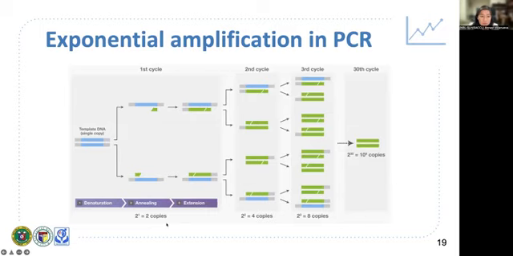So during your first cycle, you only have 2 copies. At the end of your second cycle, you have 4. At the end of your third cycle, you have 8. And at the end of your 30th cycle, you have 10 to the 9th copies. So you can imagine even if you have very low starting material at the beginning, you can multiply the number of copies through changing the number of cycles in your PCR.